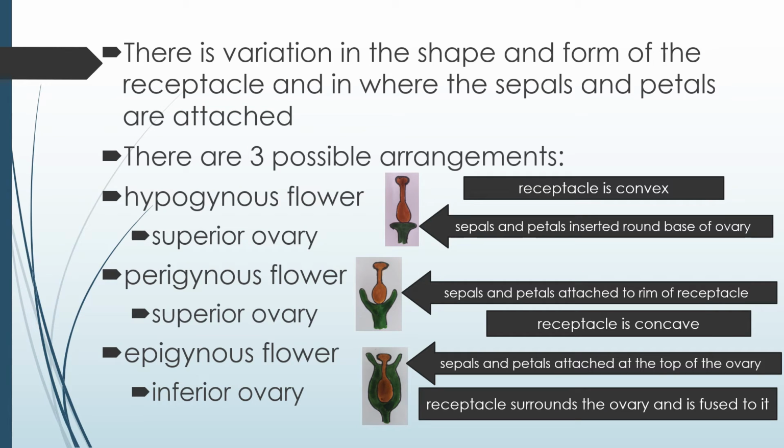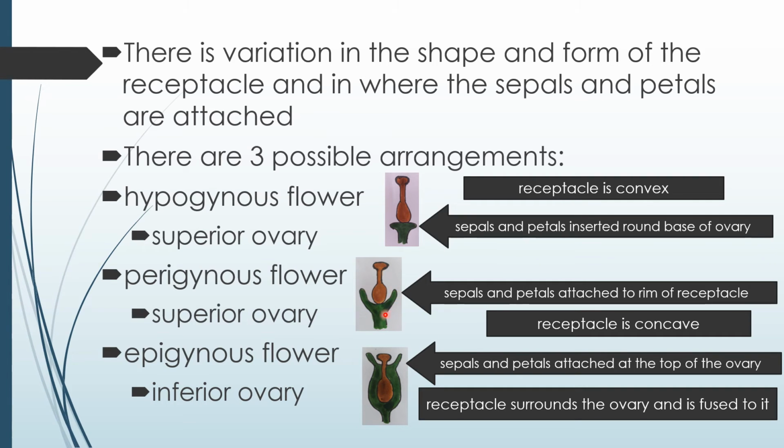There is variation in the shape and form of the receptacle and in where the sepals and petals are attached. There are 3 possible arrangements: the hypogynous flower with a superior ovary, the perigynous flower with a superior ovary, and the epigynous flower with an inferior ovary. So let's just explain those. So the hypogynous flower, the receptacle is convex and the sepals and petals are inserted here around the base of the ovary.